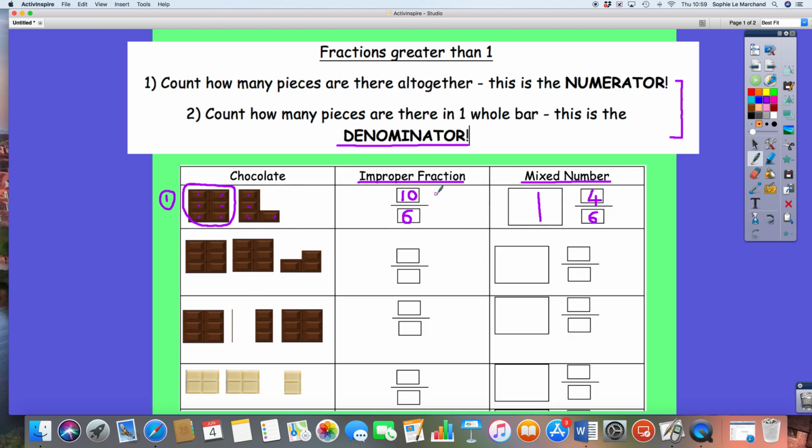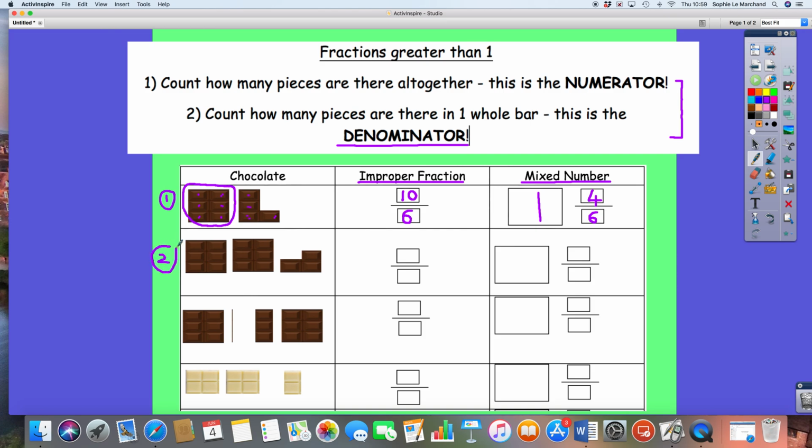And these are the same. 10/6 and one whole bar and 4/6, they're the same. We've just shown the chocolate as an improper fraction and as a mixed number fraction. Let's have a look at our second example here.